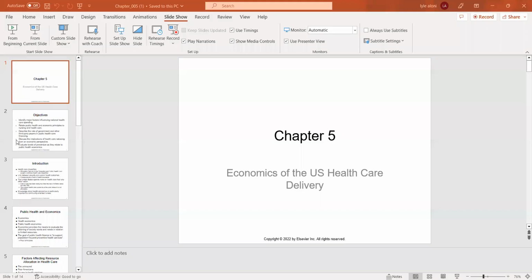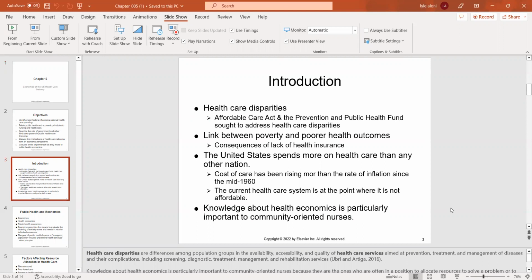First one is going to be our chapter 5, which is going to be about the economics of the United States healthcare system. We know that we have healthcare disparities that we come across. The Affordable Care Act and the Prevention and Public Health Fund have helped us with this. Healthcare disparities are differences among population groups in the availability, accessibility, and quality of healthcare services.